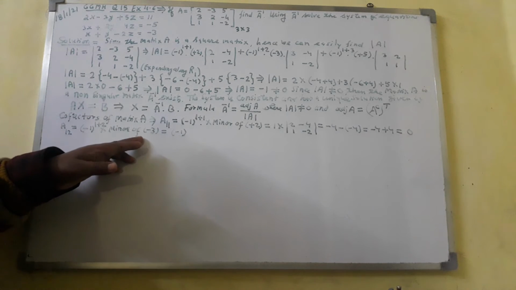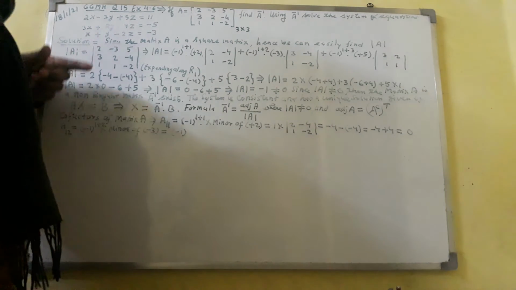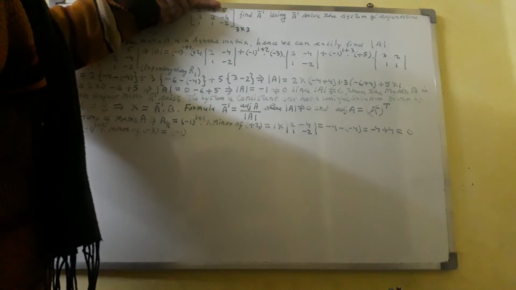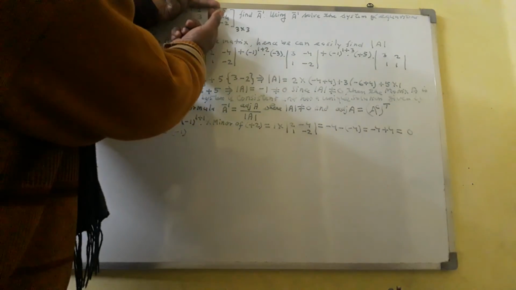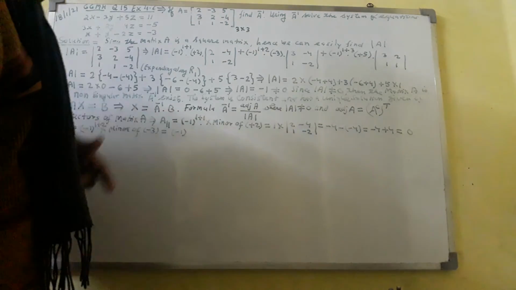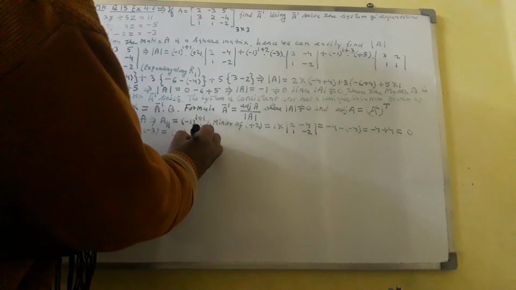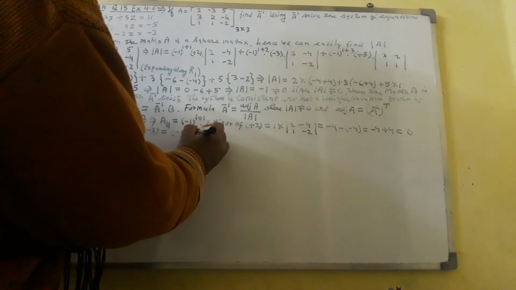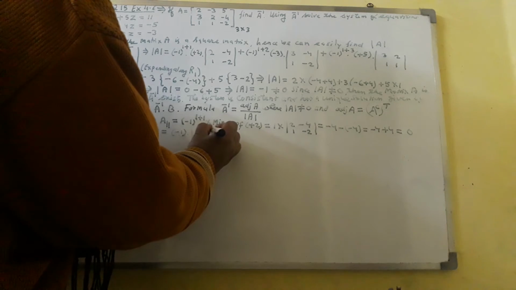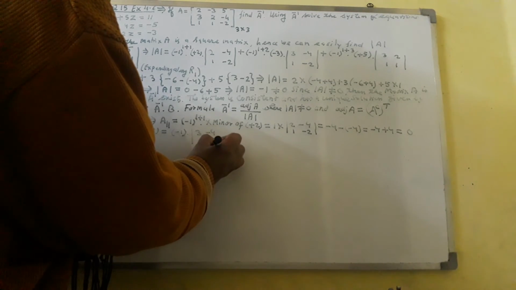And minor of -3. So -3 is there in first row, so the first row and second column will be hidden. So we will get the minor of -3 as 3 minus 4, 1 minus 2.